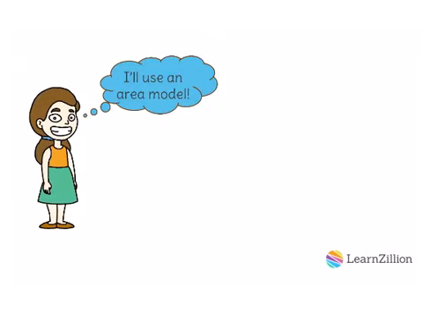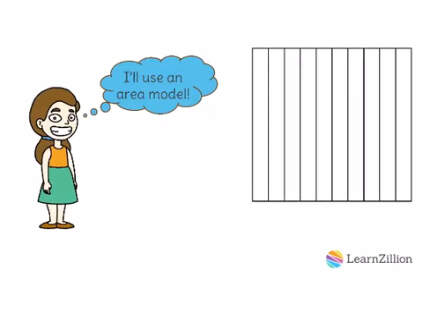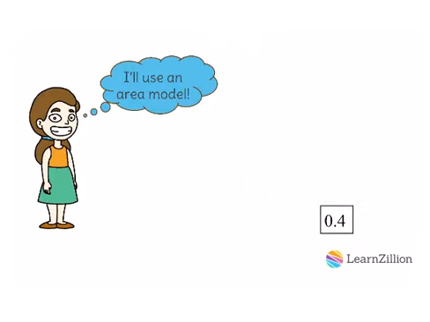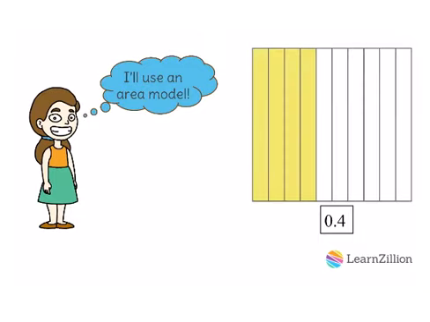Alexa decided to use an area model to make the comparison of the decimal values. She started with 4/10 because that value is easy for her to represent. She used a square that is partitioned into tenths, and then she colored in 4/10 like this.